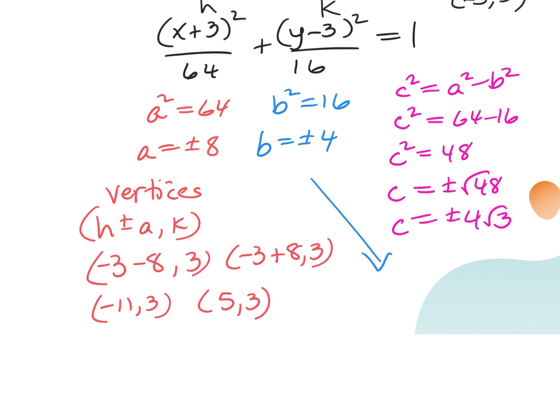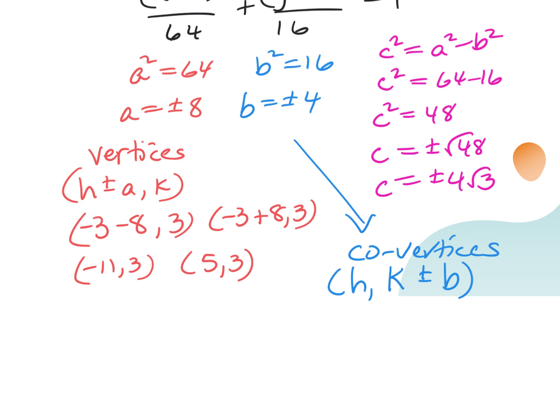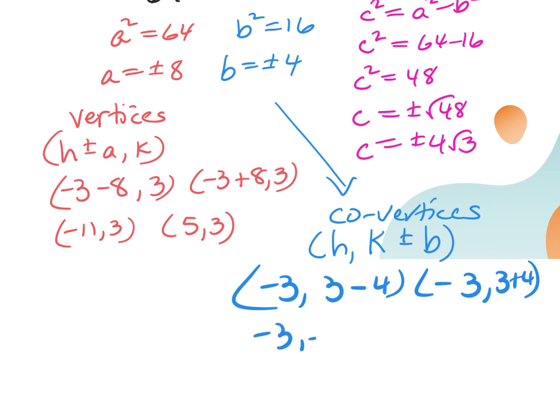Remember the b squared was under the y. So for my co-vertices, I'm going to take my b value and add it and subtract it to the k. So for the co-vertices, it's going to be negative 3, comma 3 minus 4, and negative 3, comma 3 plus 4. So negative 3, negative 1, and negative 3, positive 7. And those are your co-vertices.